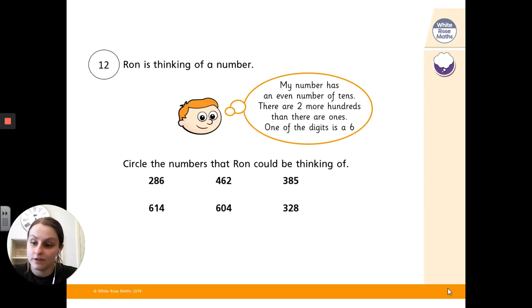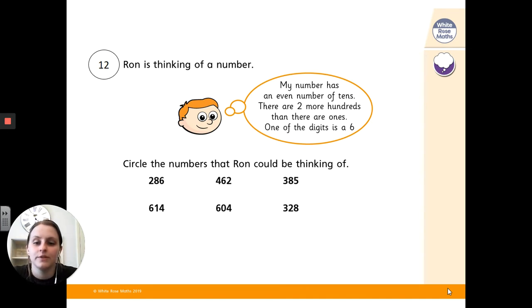Okay, question 12. This is our last question. So Ron is thinking of a number. He says, my number has an even number of tens. There are 2 more hundreds than there are ones. One of the digits is a 6. So the number in my hundreds column has to be 2 more than the number in my ones column. So the digit in my hundreds is 2 more than the digit in my ones.